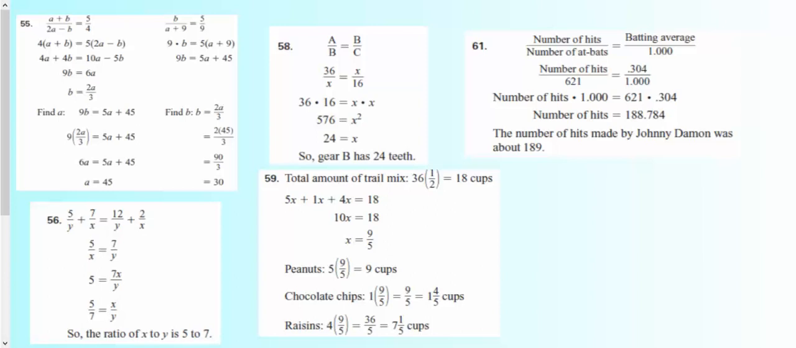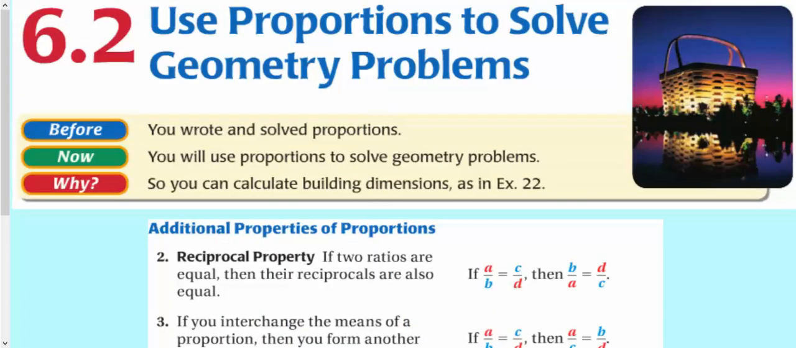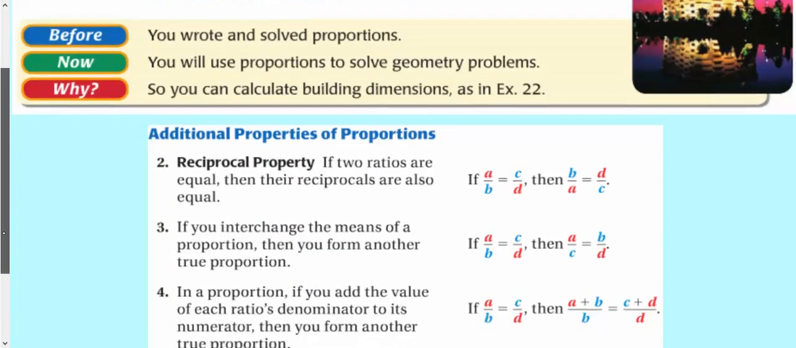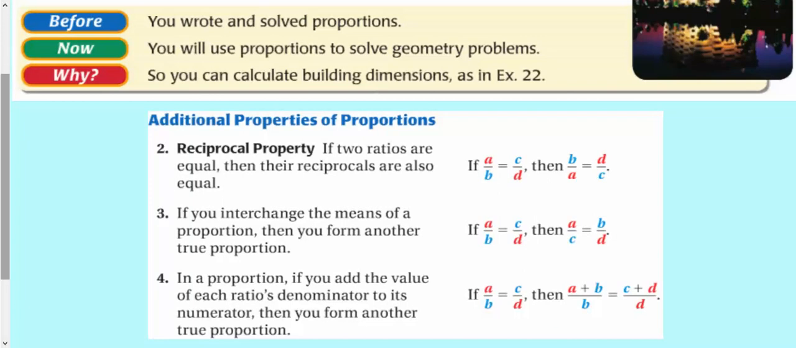Okay, so you saw a lot of cross product in that section there. That's property number 1. These properties are used because basically we're going to be talking about similar figures, and you can set up a lot of different proportions, and they're all equivalent.